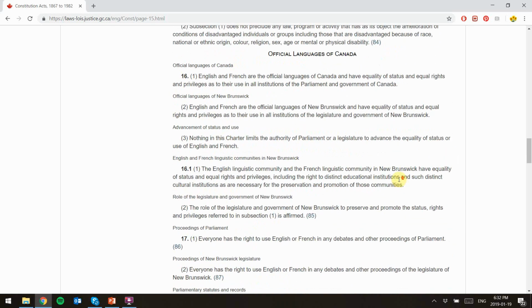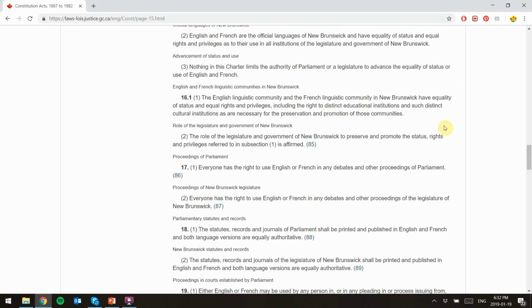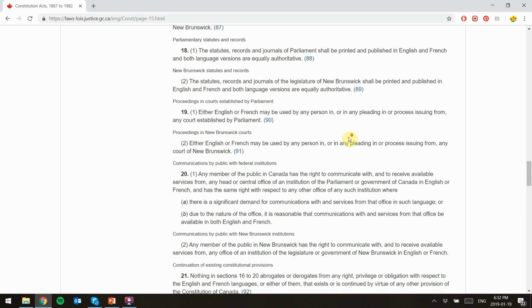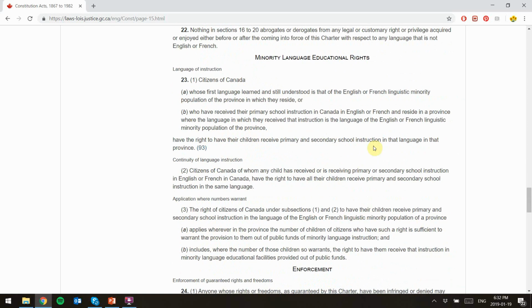Next, we have official languages. So English and French are the official languages, and it has some special things about New Brunswick as a bilingual province. And then down here, minority language education rights. So this idea that certain Canadians have a right to have education in either French or English.